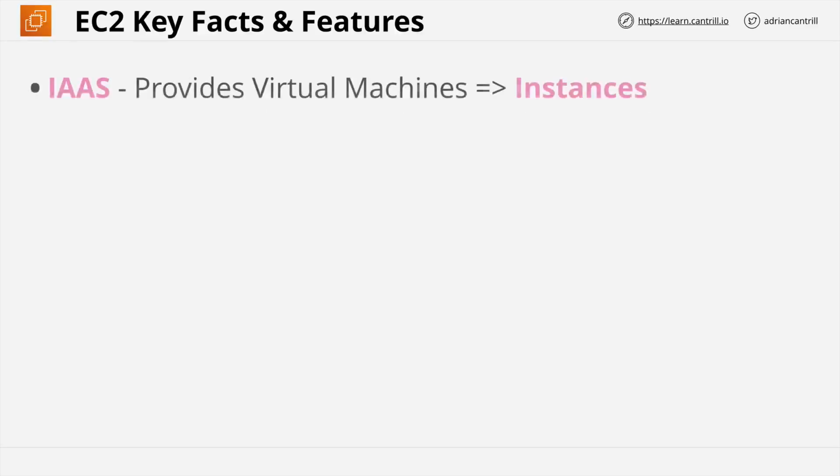So EC2 is IaaS, it's infrastructure as a service. It provides access to virtual machines known as EC2 instances. Because it's IaaS, your unit of consumption is the instance. And an instance is just an operating system configured in a certain way with a certain set of allocated resources.